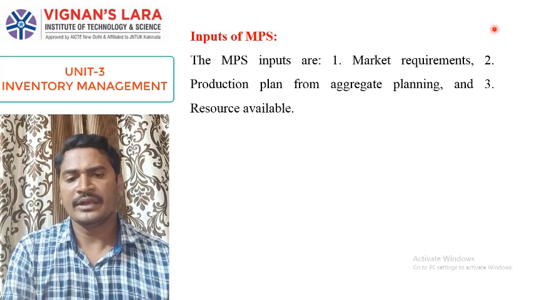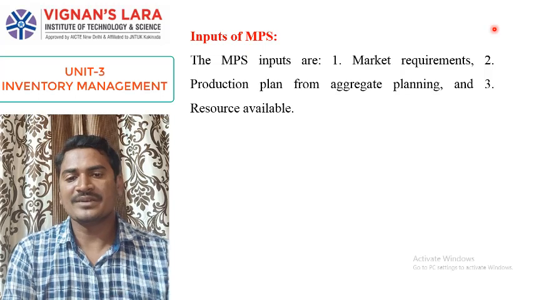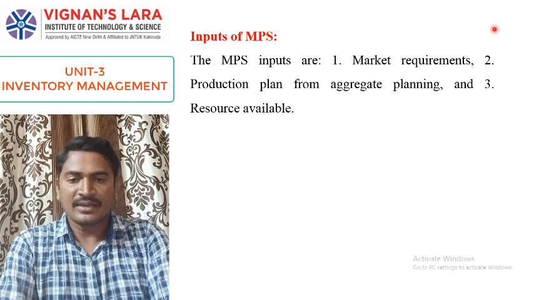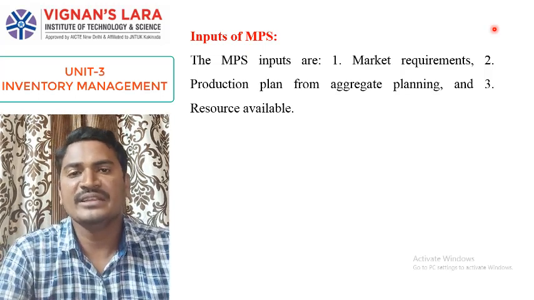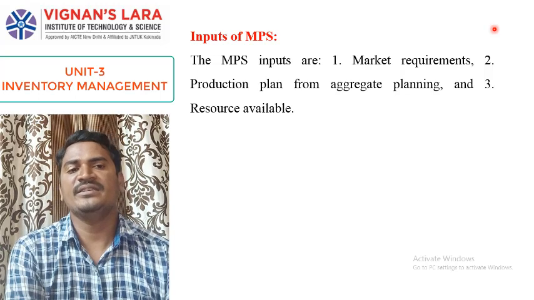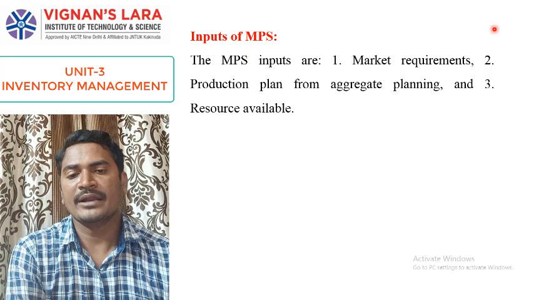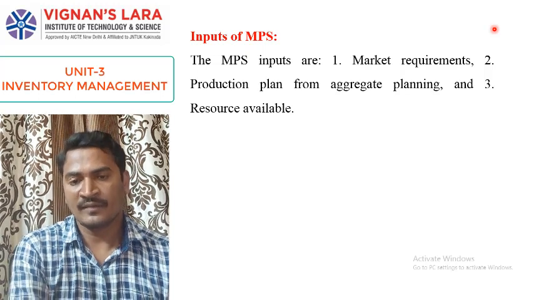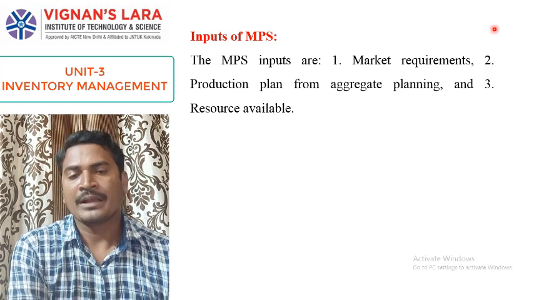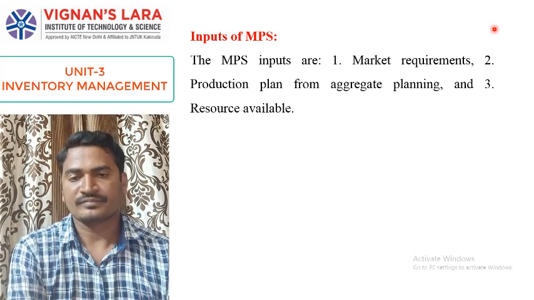Next, coming to the inputs of the master production schedule. In this master production schedule, we have majorly three types of inputs. The first one is market requirement. The second one is production planning from aggregate planning. Then the third one is resources available. First, coming to the first input, market requirement.